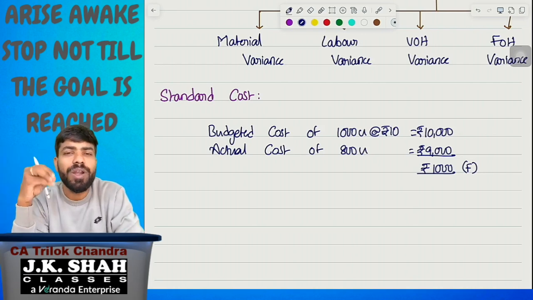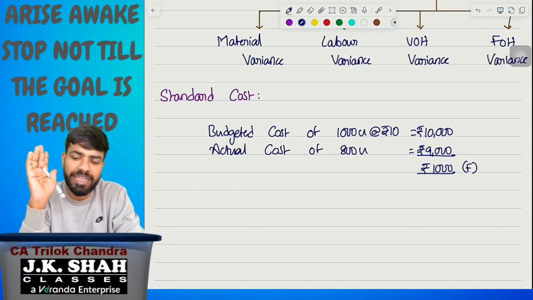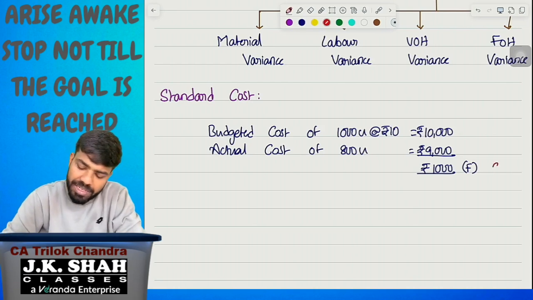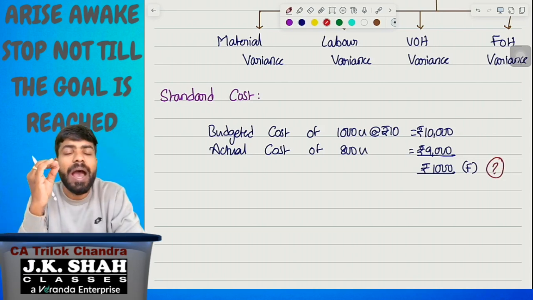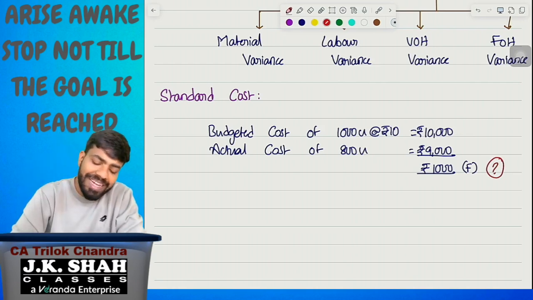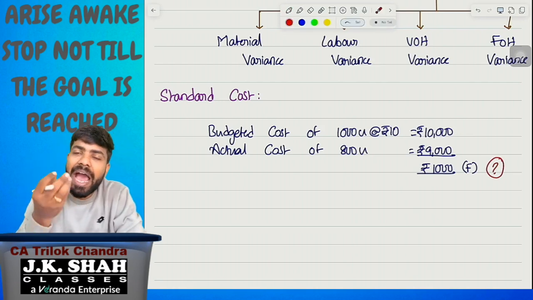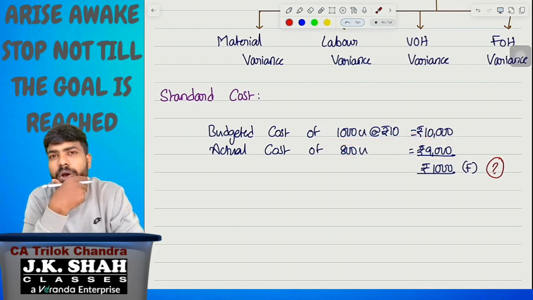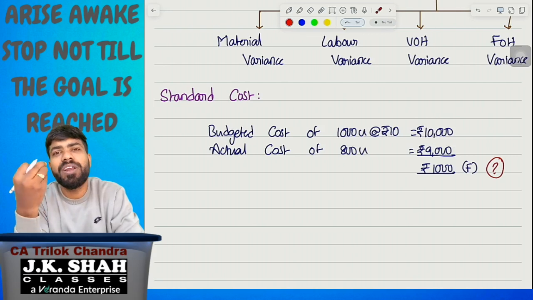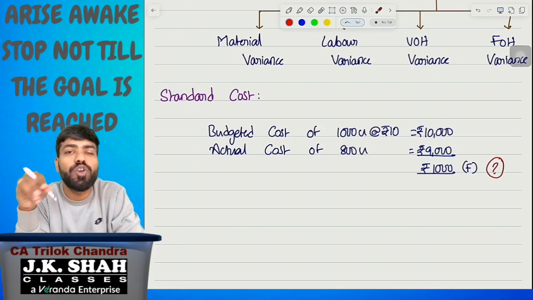Is the calculation I have done correct? Just I am putting a question mark. Is this calculation correct? This calculation is absolutely wrong. So why is it wrong? Please understand, I am wrongly comparing 1,000 units budgeted cost with 800 units actual cost. 1,000 units budgeted cost, we are wrongly comparing with the 800 units actual cost.